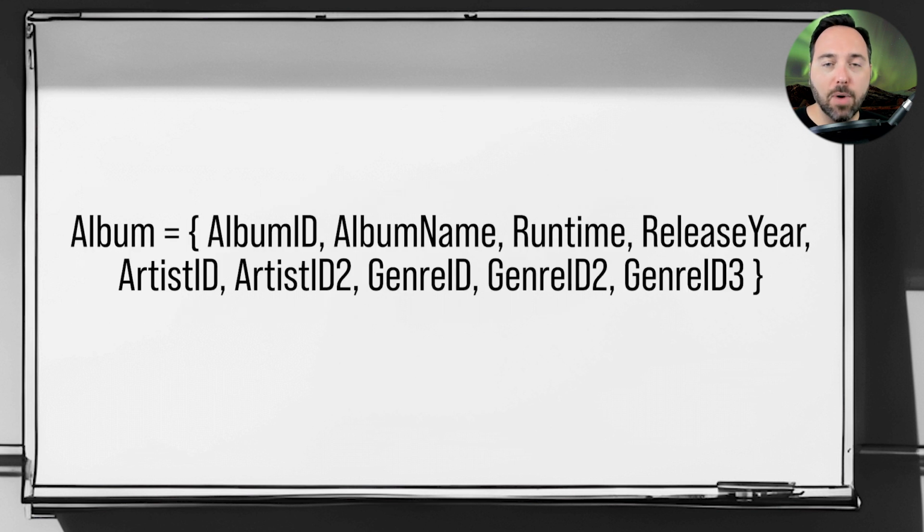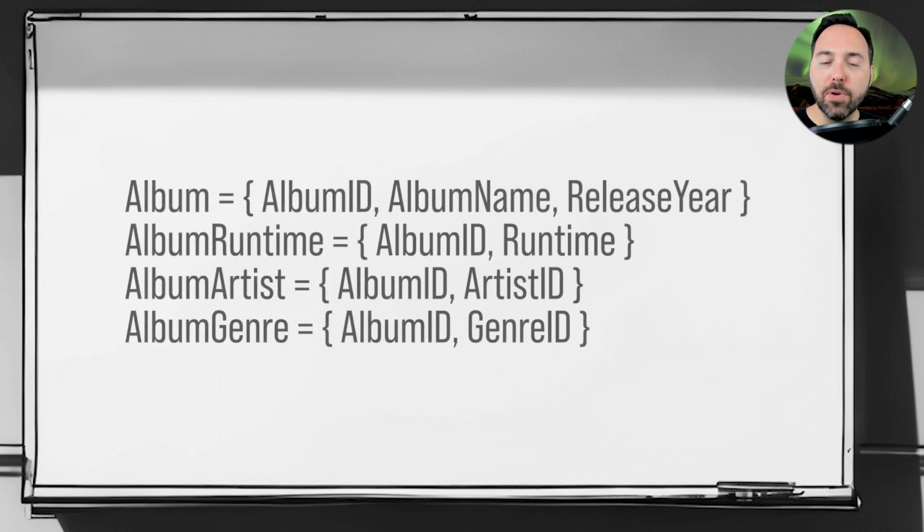So let's go back to our example here. Let's suppose that we don't always have runtime, and that we find the idea of multiple artist and genre attributes distasteful. Following my recommendations, we would then have 4 relvars. The first would include album ID, name, and release year, as these attributes are mandatory for an album. The second would include album and runtime, and we would only enter a tuple in here if we know the runtime of that album.